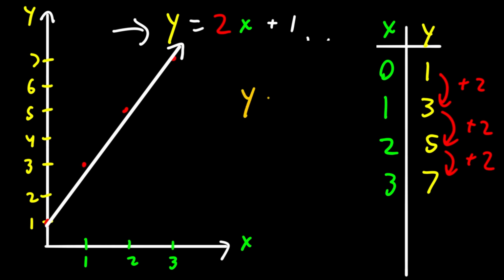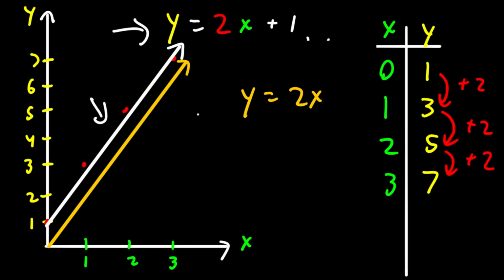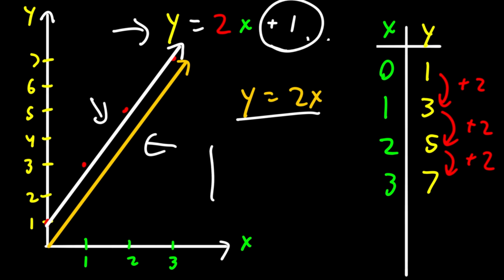Let's take a look at the original graph, y equals 2x, the graph that we drew before this. y equals 2x is going to look something like this. The white line is y equals 2x plus 1, and the golden line is y equals 2x. So notice the only difference is that the plus 1 shifts the graph upwards. So that's what the plus 1 does.